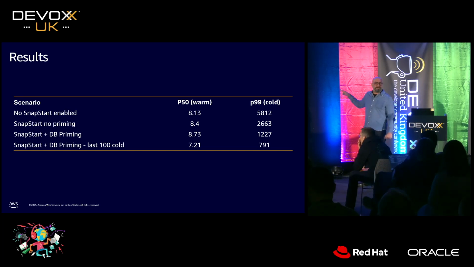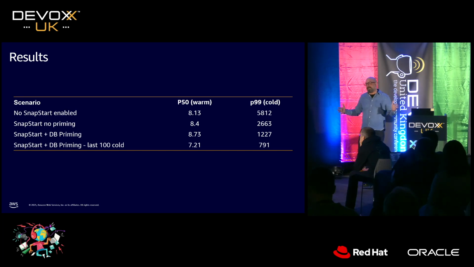So I implemented SnapStart, just put on the switch in my IaC to switch on SnapStart. It got me to 2.6 seconds. So a pretty big lift, but not the sub-second I wanted to get to. I then put in some database priming, making calls to some of the SDKs that I'm going to call. That got me down to 1 and a bit seconds, still not sub-second.